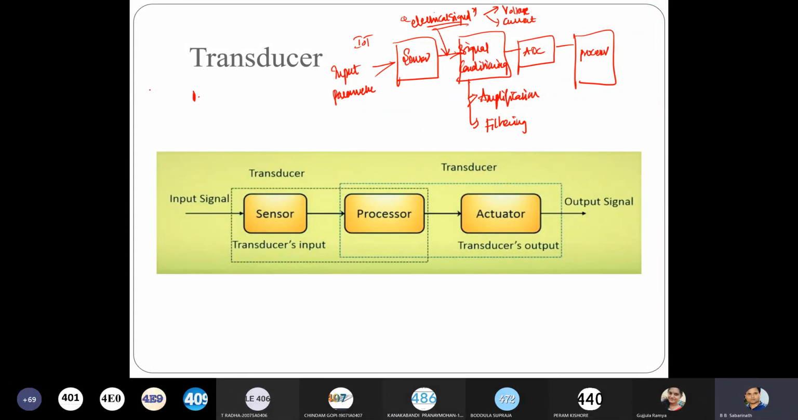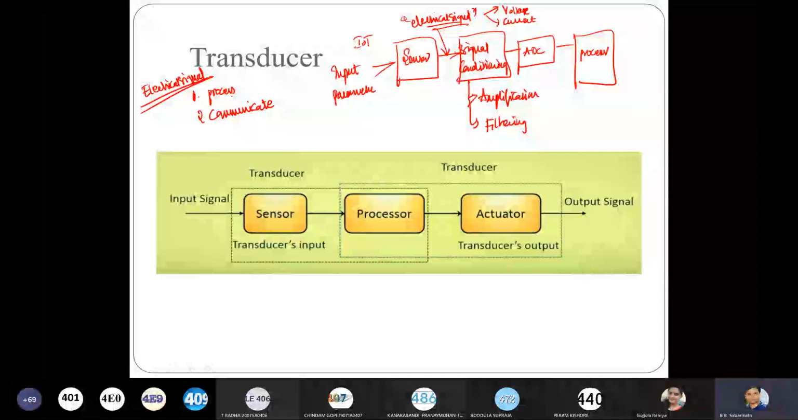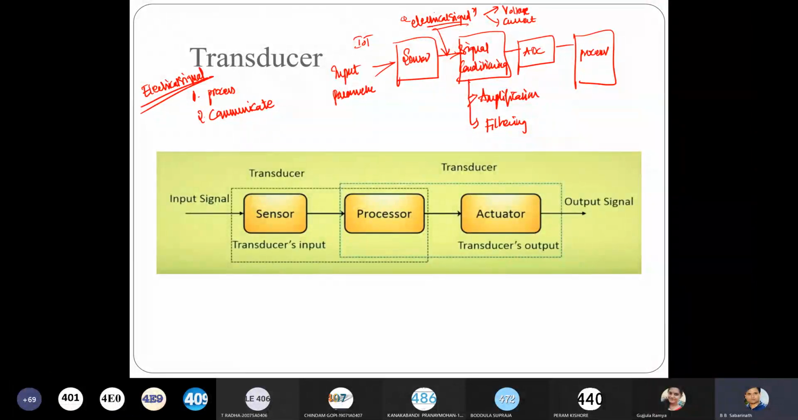If you convert the physical form into an electrical signal, what is the advantage I get? I can process it with the help of a processor or microcontroller. Then, if it is an electrical signal, it is very easy to communicate. The communication also becomes easier. Also, I can apply signal conditioning. That's one more advantage, right?